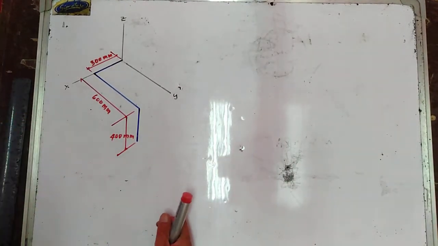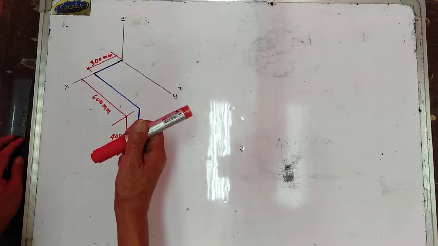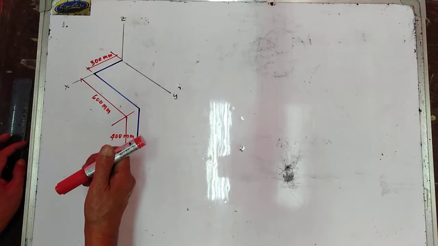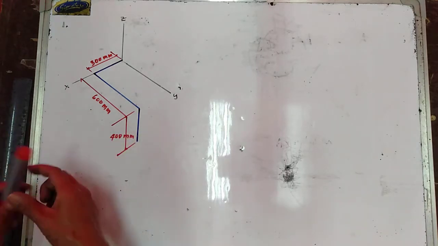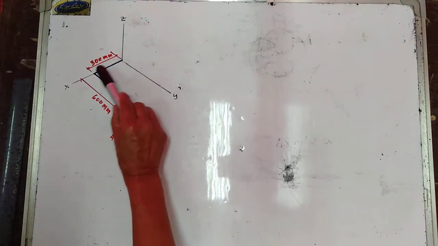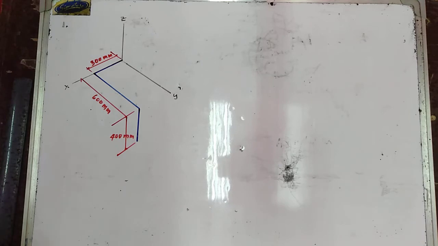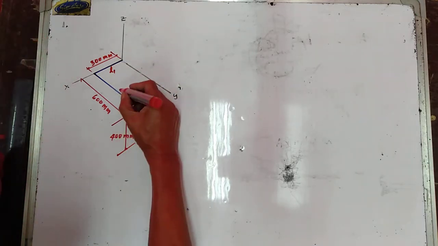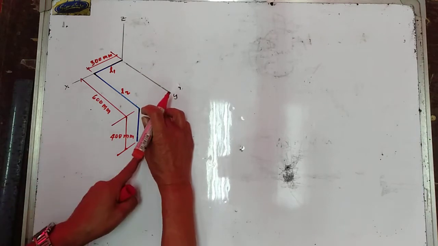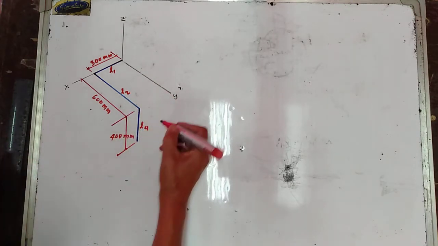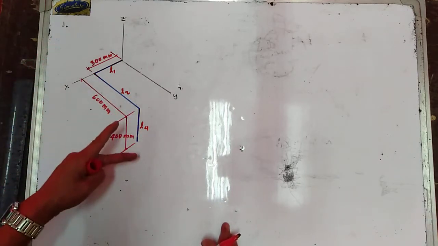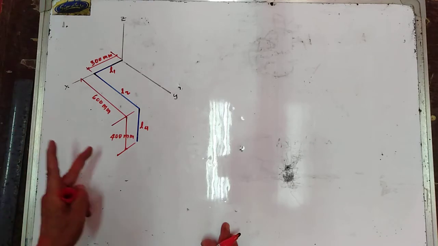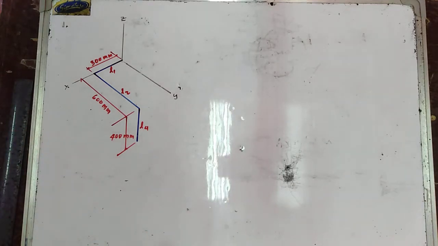So for this figure, let us try to locate the centroid of the wire bent in the shape shown. Let us consider that this length is L1, this length is L2, and this length is L4, so that the total length of the bent wire is equal to 300 plus 600 plus 400. So let's start first with L1.